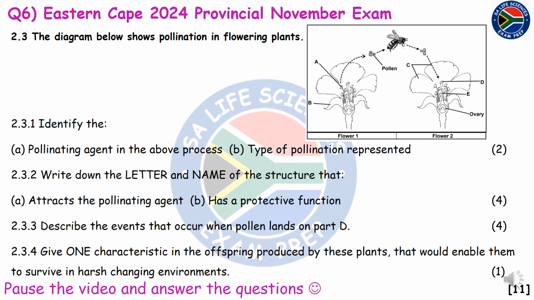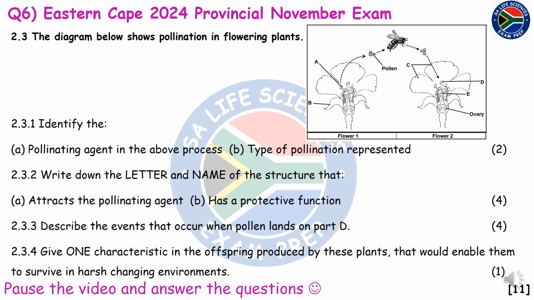Question 2.3 presents us with a diagram showing pollination in flowering plants. We are given flower 1 and flower 2, and we are also given a pollinating agent. The fact that there are two different flowers shows us that it is cross-pollination. Now that is something that you should make a mental note of. Had it been one flower, it would have been self-pollination. We are also given a pollinating agent, and this type of pollinating agent is an insect.